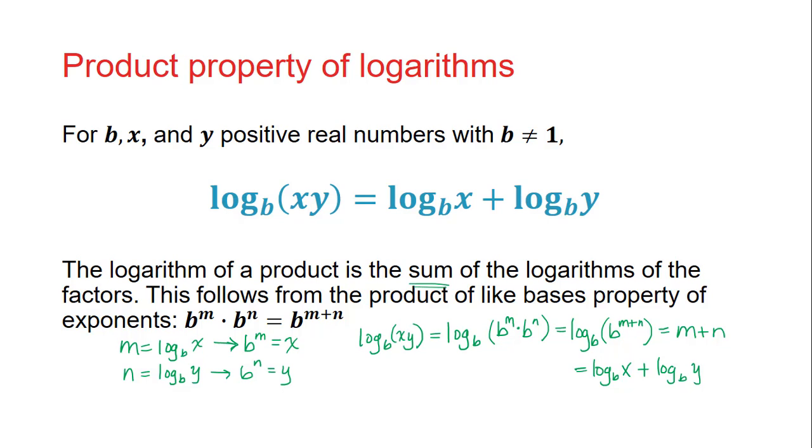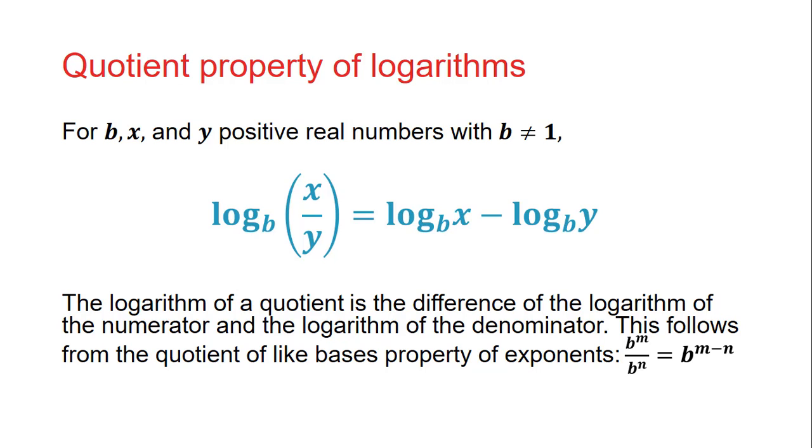And let me just back up for a moment. When I was proving the product property, if I instead said log to the base b of x over y, I would have log to the base b of b to the m divided by b to the n, which would be log to the base b of b to the m minus n. So I would get that equal to m minus n, which is a difference of the two logs. So it's not a hard stretch to follow from the previous proof.